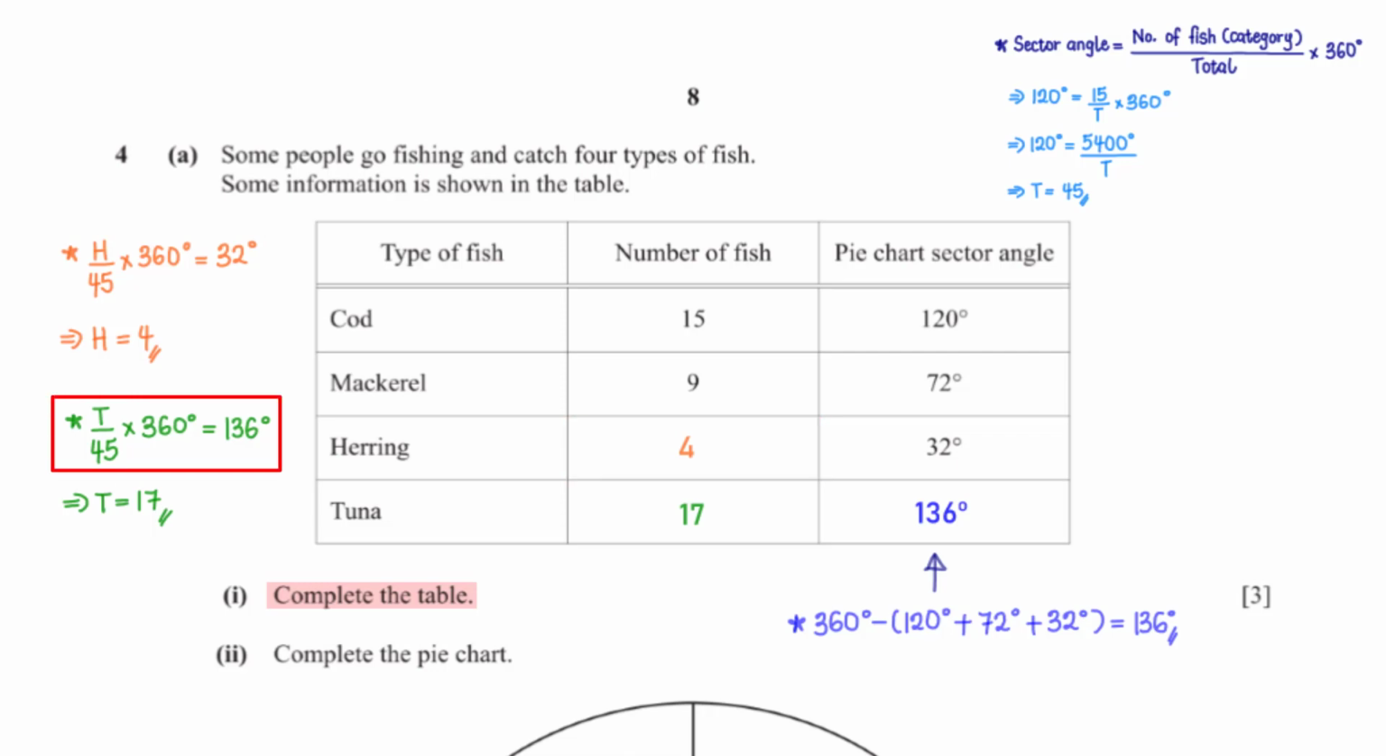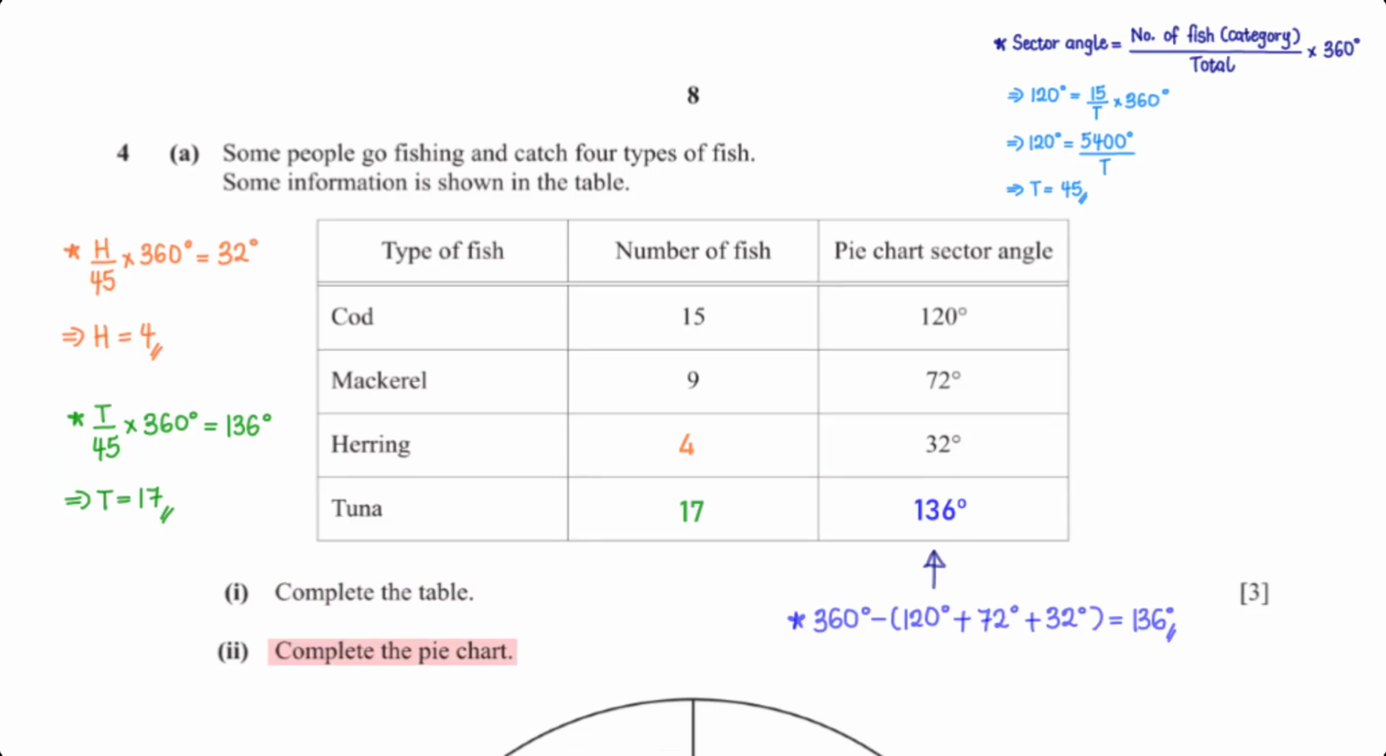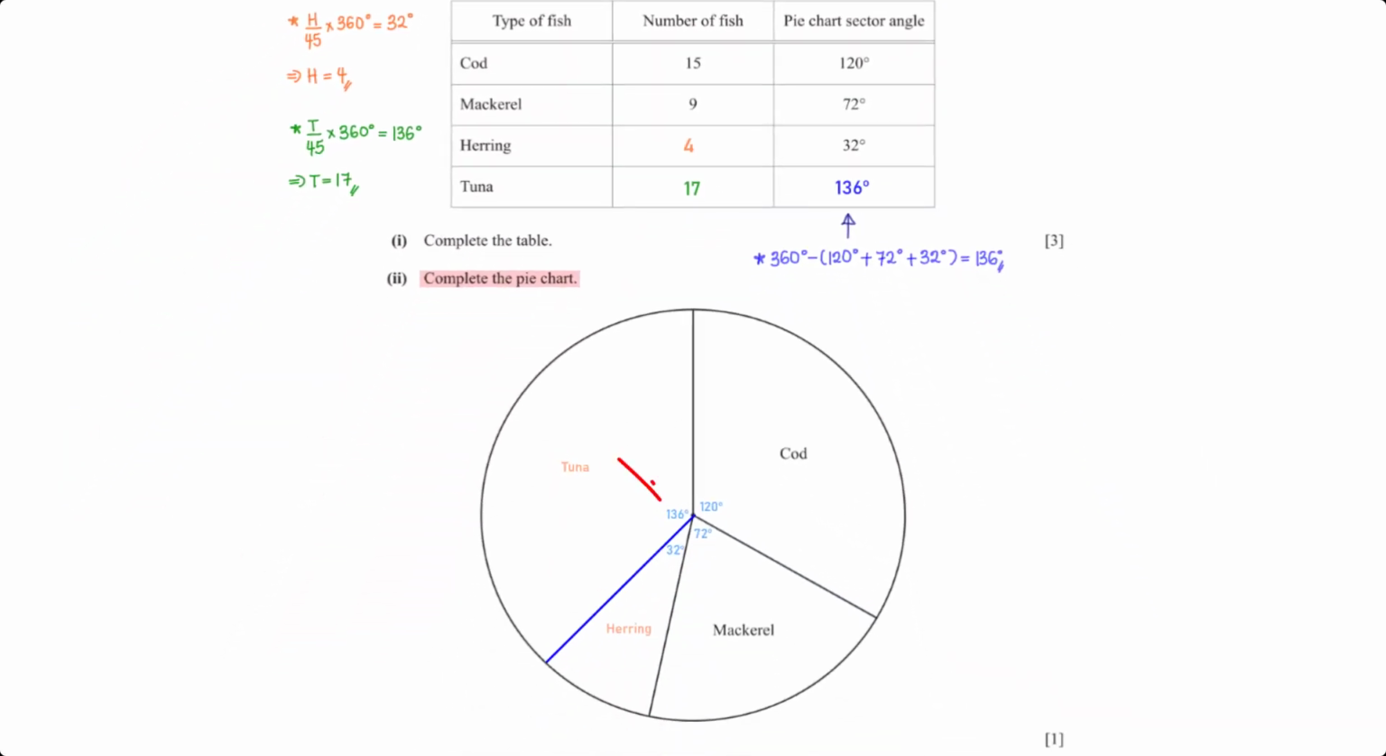The number of tuna T divided by 45 times 360 degrees equals 136 degrees. When we make T the subject, we get T equals 17. Complete the pie chart. First, we start by measuring the sector angle for tuna, which is 136 degrees. The remaining angle, which is 32 degrees, would be for herring.